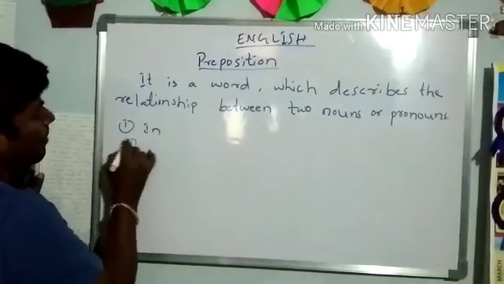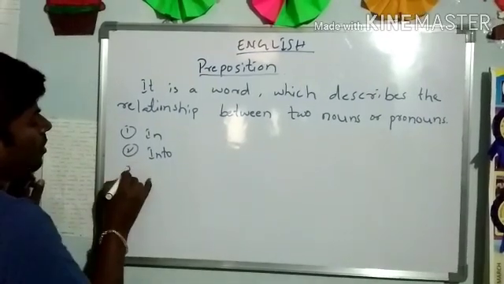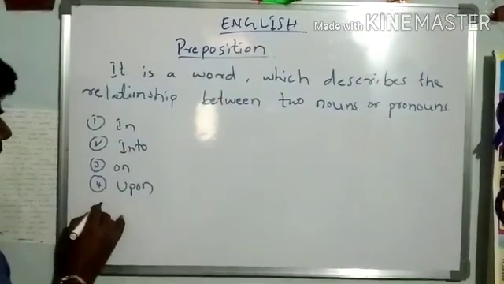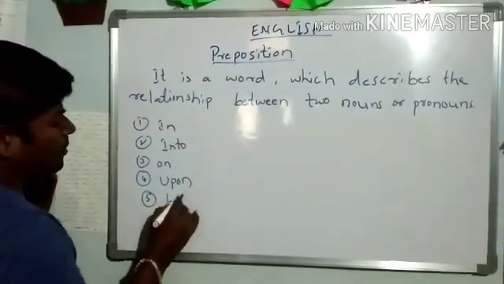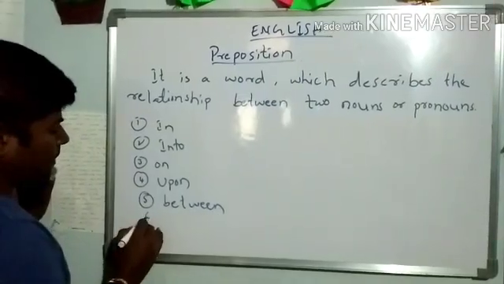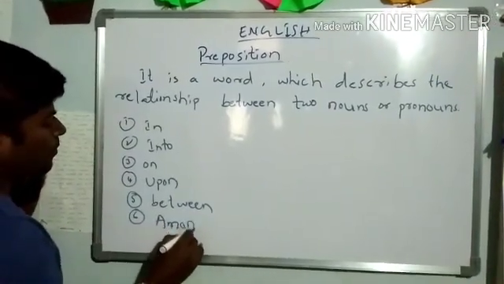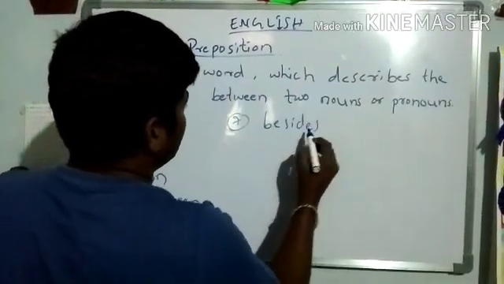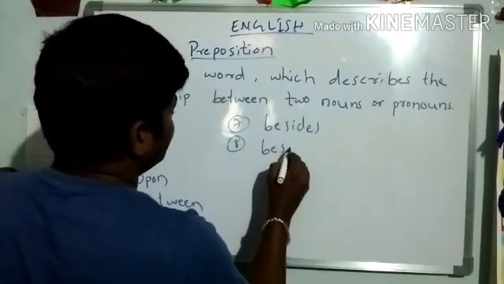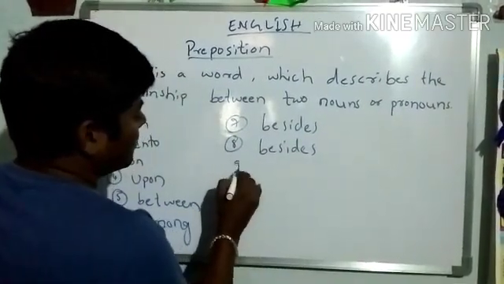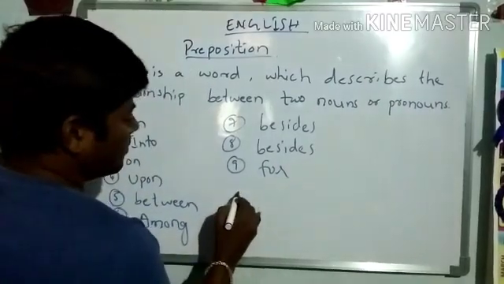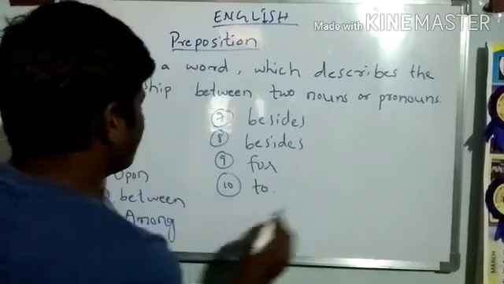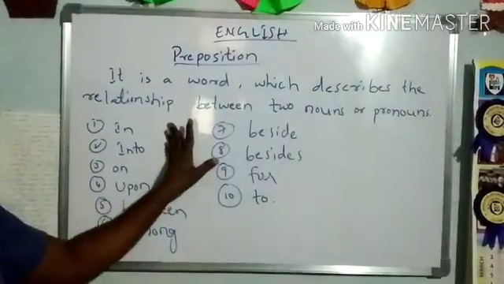So, there are prepositions, suppose: in, into, on, upon, between, among, beside, besides, and further. First of all, we have these prepositions. I'll explain one by one.